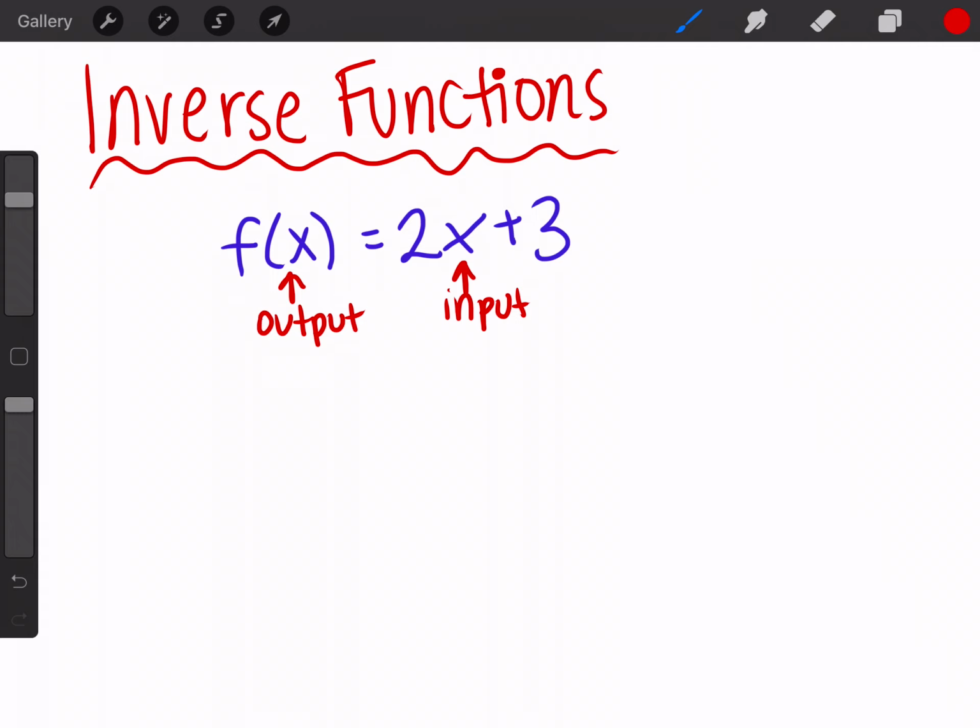Raise your hand right now if you remember from Unit 2 how to rewrite an equation. Everyone's hand should be up. You're all really good at that.